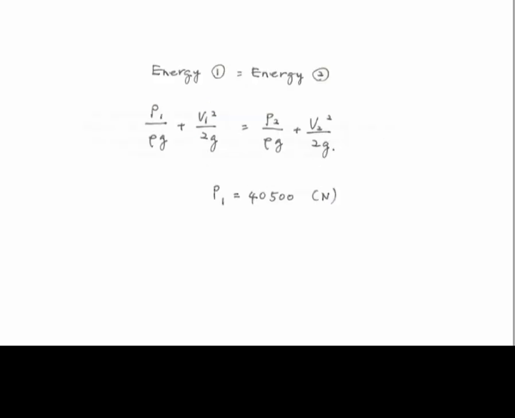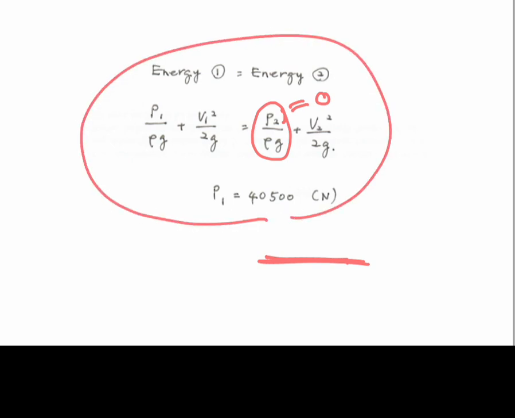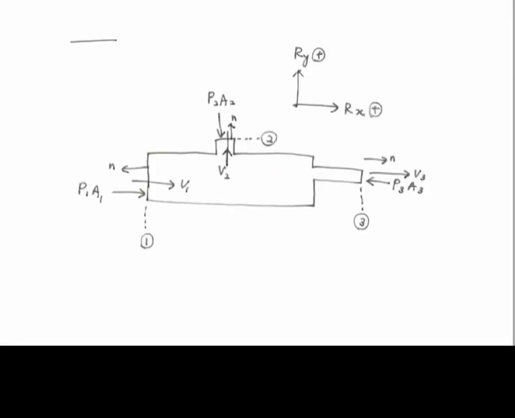And then we could compare using the Bernoulli equation. So we could get P1 is 40,500 Newton per square meter, because P2 here is equal to 0, as it is released to the atmosphere. Okay, to develop the Bernoulli equation here, what you need to understand is you need to imagine how the fluid flows.